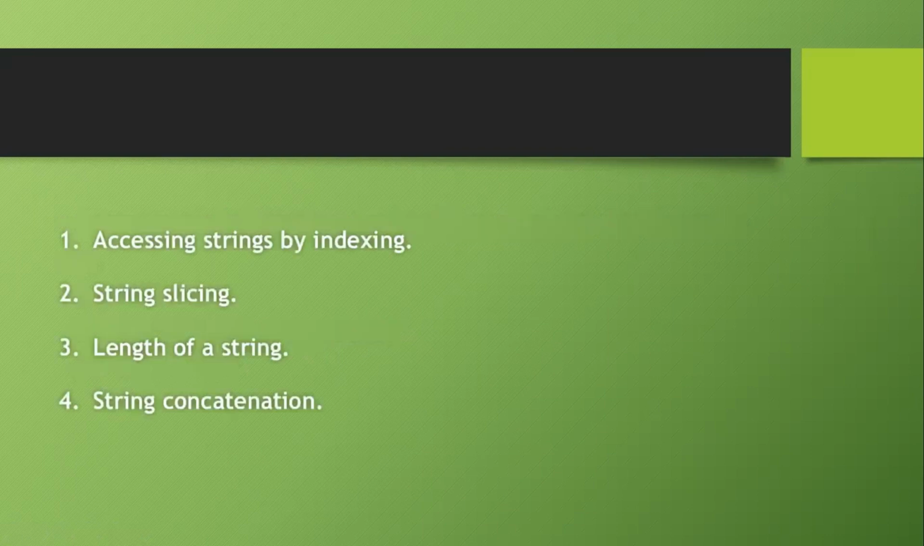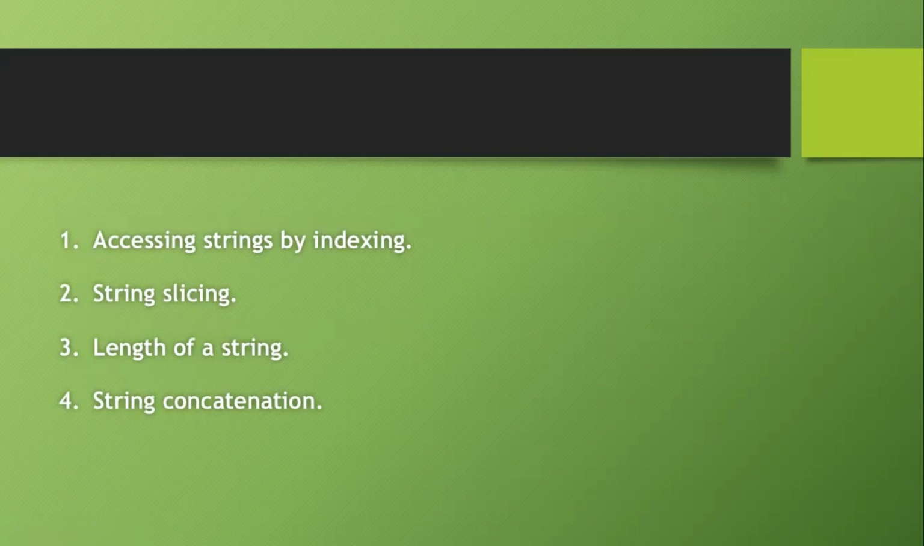So what we are going to do is study these four things about strings. First of all, we'll see how to access strings by indexing. Then we'll see how we can do string slicing. String slicing is basically extracting a part of the string, a part of the data string that you have created.